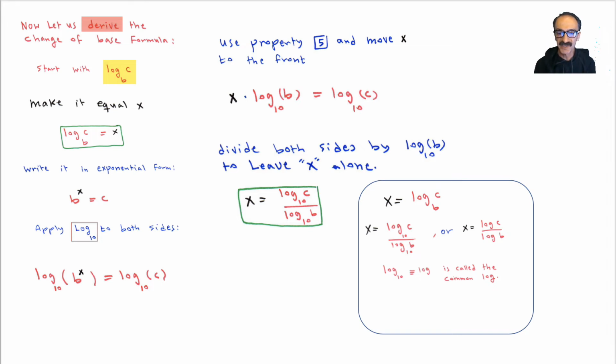Log base 10, in short we call it log, and it's called the common log. Your calculator does not display the 10. You will see log by itself, meaning log base 10. So that ends the proof of the change of base formula.